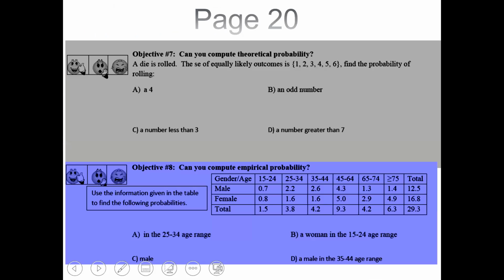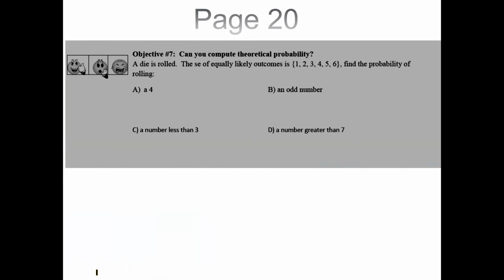Okay, now I'm going to move on to page 20, which is going to be on objectives 7 and 8. Let's go ahead and get started on objective 7. Go ahead and read the question. Okay, it says a die is rolled, and the set of equally likely outcomes of a die has 6 faces, so 1 to 6. So anything that you're going to do has a total of 6 because there are only 6 possible sides. So what's the chance of you rolling a die and it landing on a 4? Well, there's only one 4 on a die, so it's 1 out of 6.